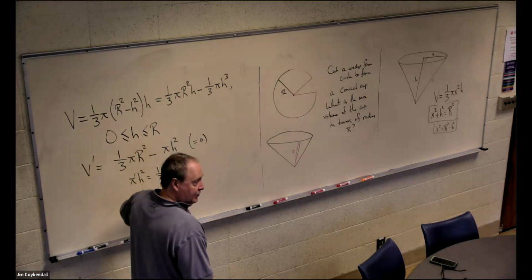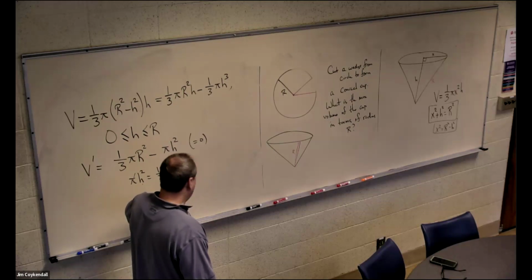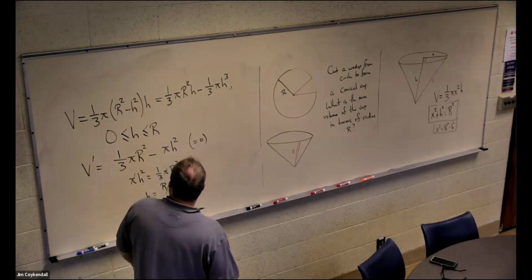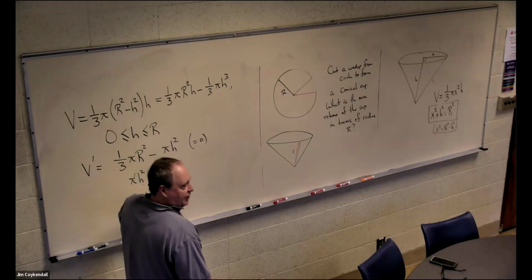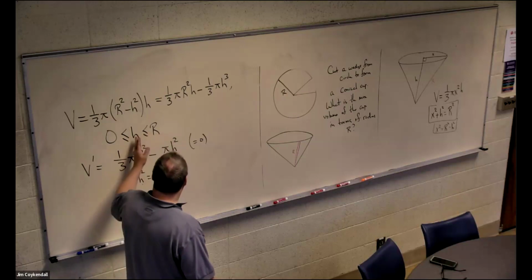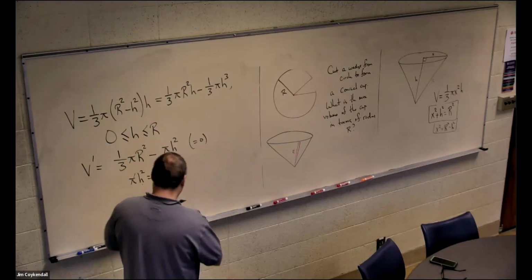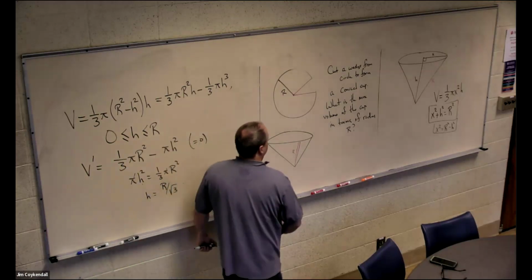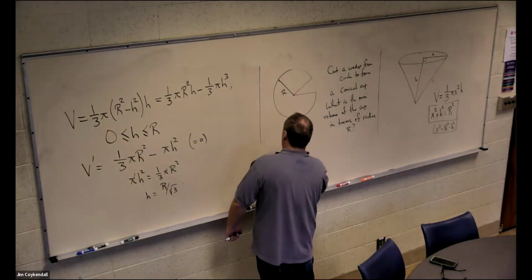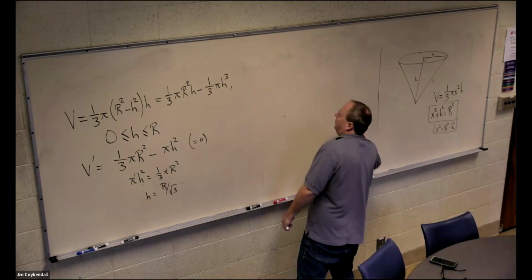Is this in my range? Is this an acceptable value? Yes, because what are you doing? You're taking r and you're dividing by a number that is bigger than one, so it's going to be a little less than R, and it's certainly positive. So this is kosher, this is good.